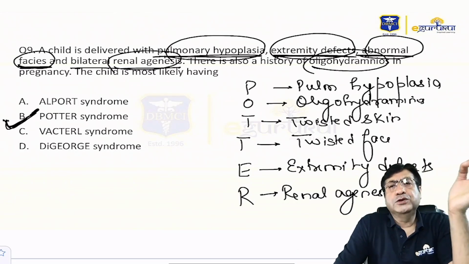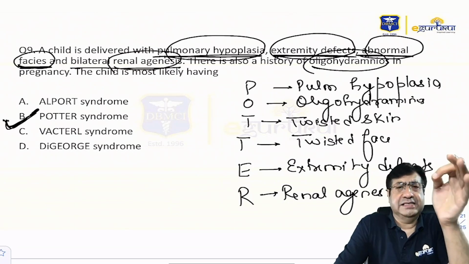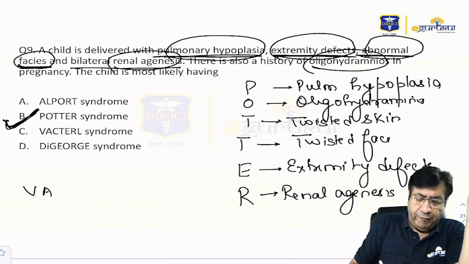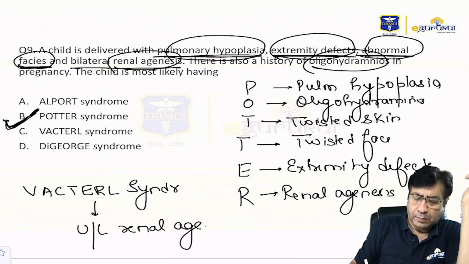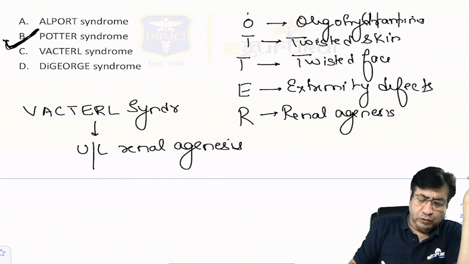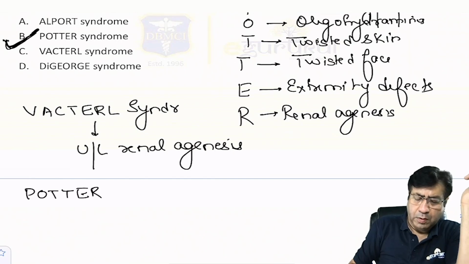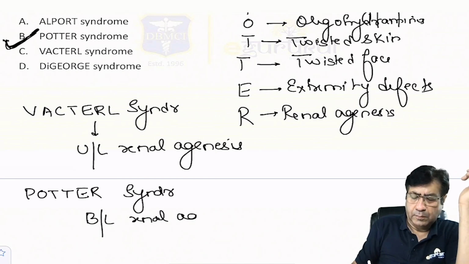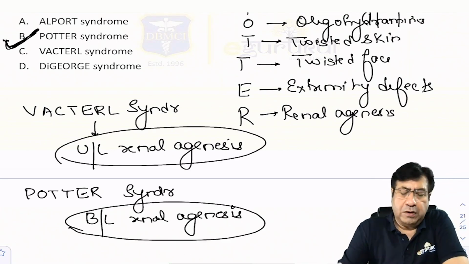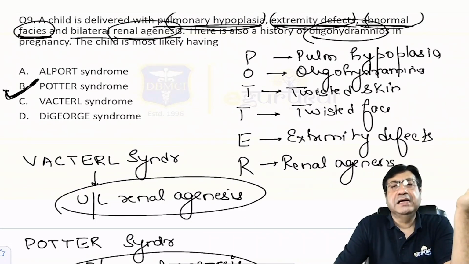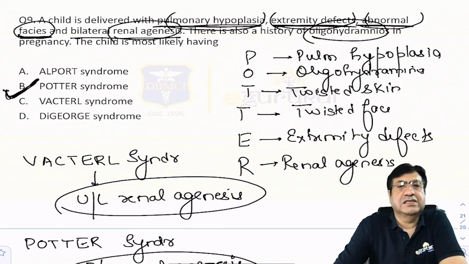It is one of the most common syndromes associated with bilateral renal agenesis, while VACTERL syndrome is more commonly associated with unilateral renal agenesis. Potter syndrome is more commonly associated with bilateral renal agenesis. So, because we have a patient who has pulmonary hypoplasia, extremity defects, abnormal face, bilateral renal agenesis, and oligohydramnios, I think the best answer here should be Potter syndrome.